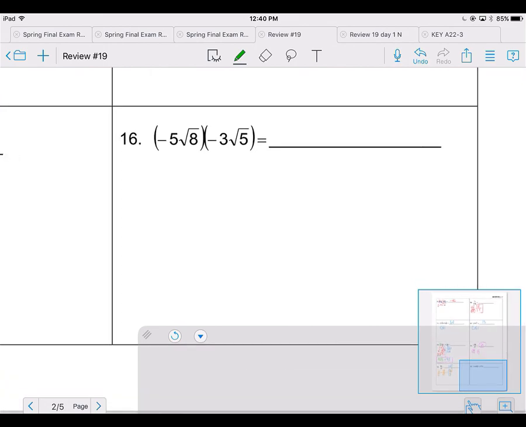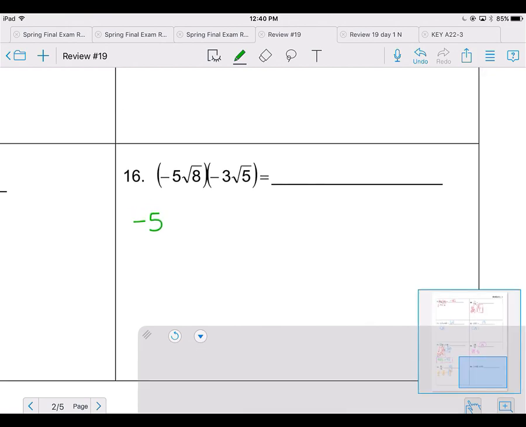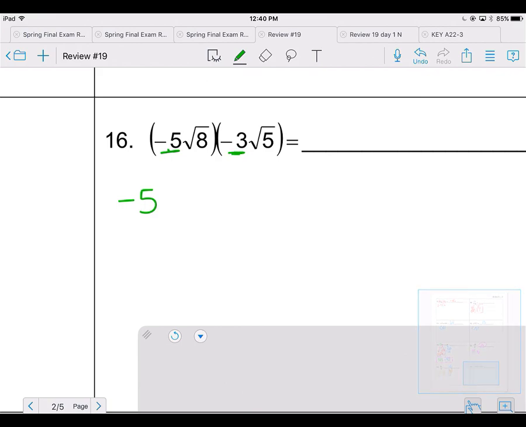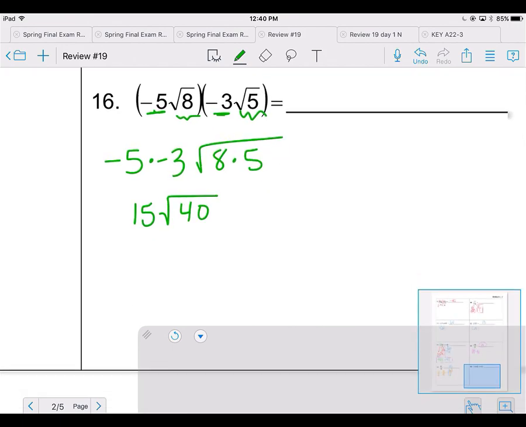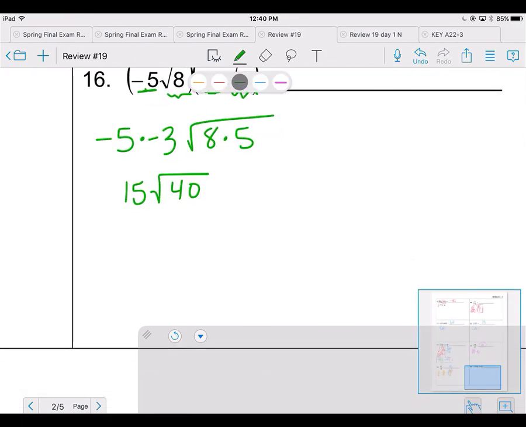Problem 16 is another multiplication problem, so I would put this into my calculator first. I've already tried it and it doesn't work out nicely. So whatever is outside gets multiplied with outside, and inside gets multiplied with inside. So outside, negative 5 times negative 3 is a positive 15. Inside, 8 times 5 is 40. From here, I break up the square root of 40.